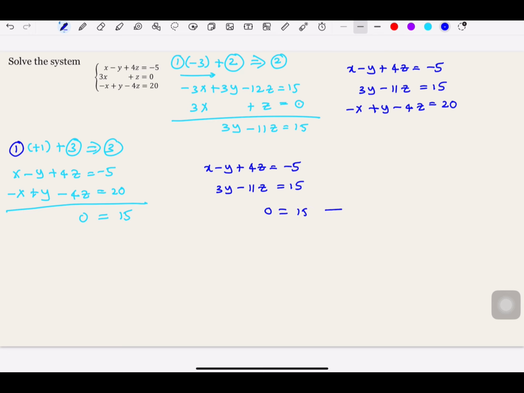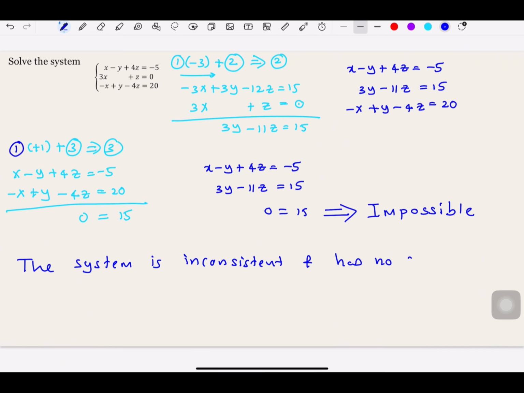So 0 cannot be equal to 15. This is impossible. That means this system is inconsistent and has no solution. So you cannot solve a system like this. This system is inconsistent and has no solution.